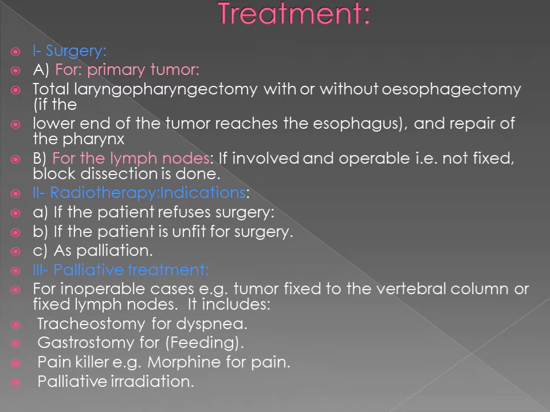It might be done using a flap, a mobilized flap, which could be a free flap that is moved from some other area for reconstructing this place, or a rotational flap sometimes done from a nearby area. And for the lymph nodes also, operability helps.